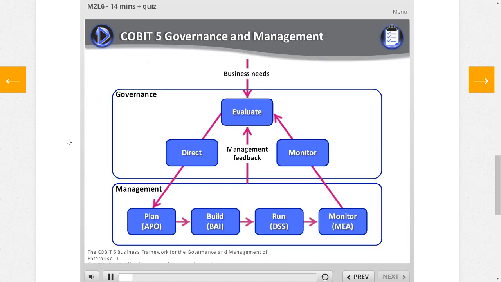The diagram on your screen is a simplified version of the COBIT 5 reference model. COBIT 5 groups its 37 processes into the 5 groups represented here. One group represents the governance processes, while the management processes are categorized as plan, build, run, or monitor processes. We'll deal with these in more detail in a later lesson.